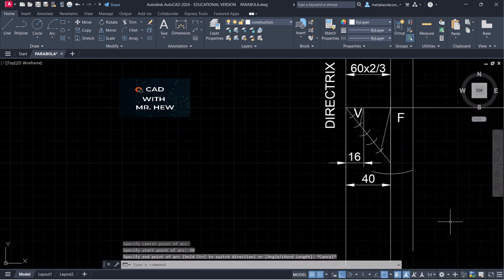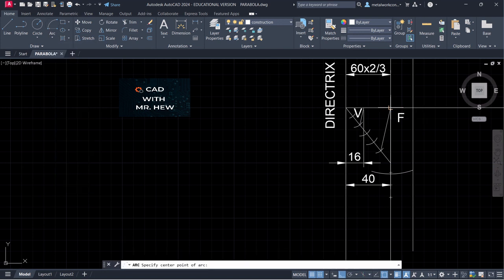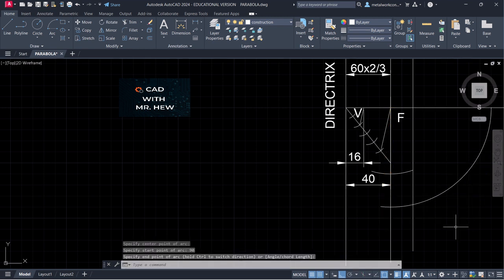So arc, center, the radius will be 90, and we mark it this way, right? So this will be the arc that you need. We're going to trim the extra part. So we're going to trim here. All right. All right, so that is the point.